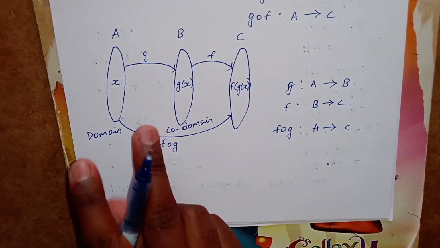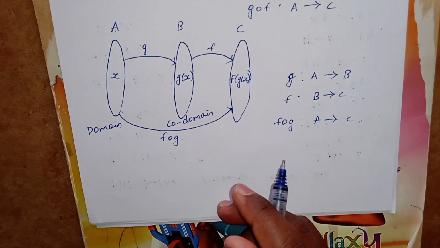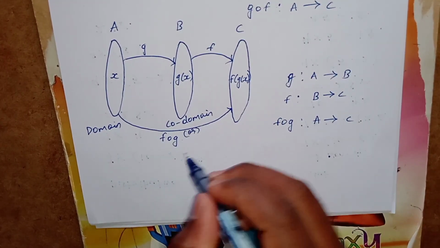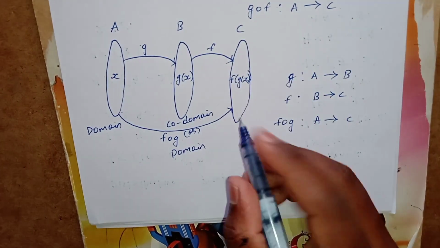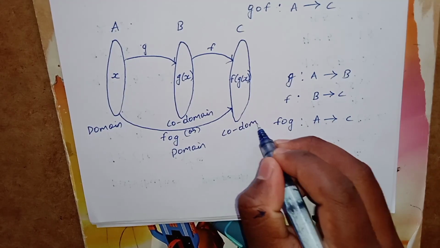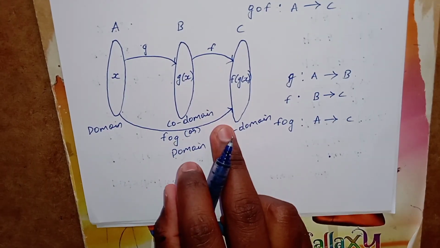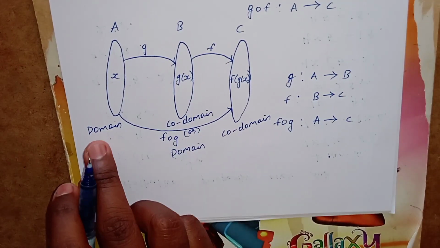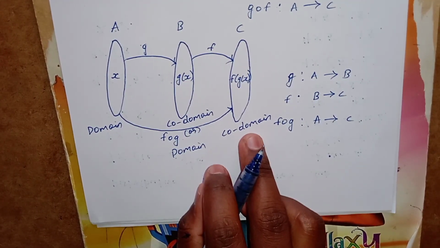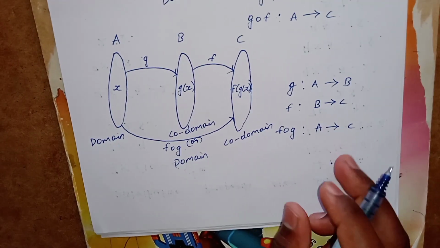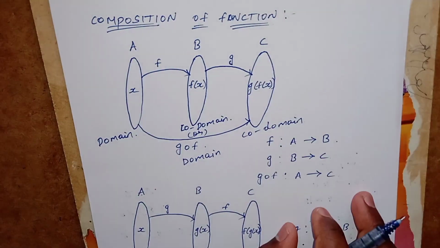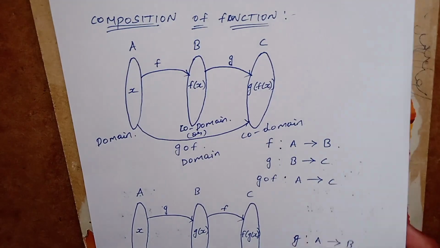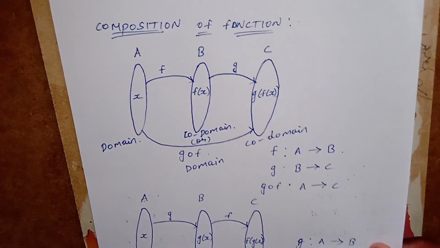At a time we can compare only two sets. Then after, I am taking b as my domain, then c as codomain. Finally for fog we have a to c. Therefore this is my domain, c is my codomain. This is the composition of functions. I hope you all understood the introduction.